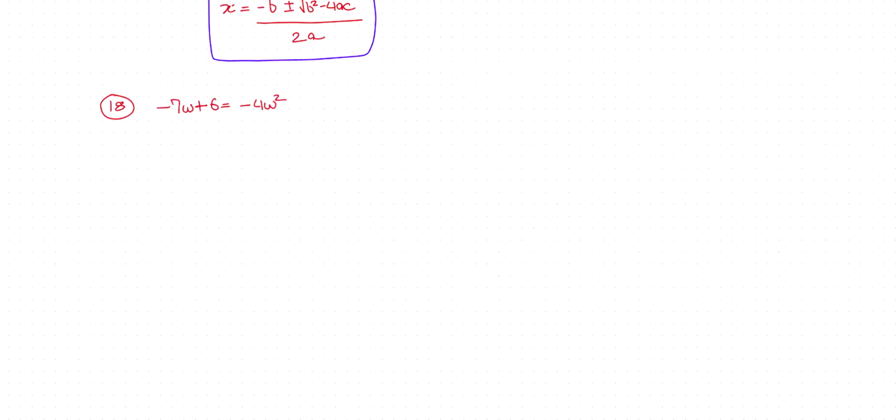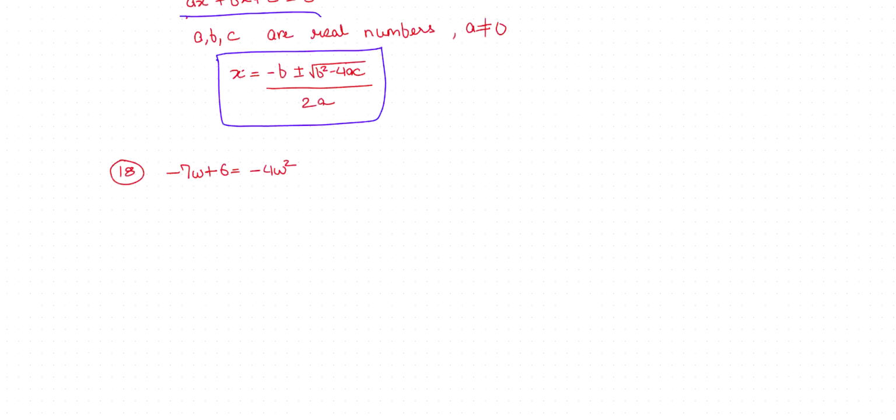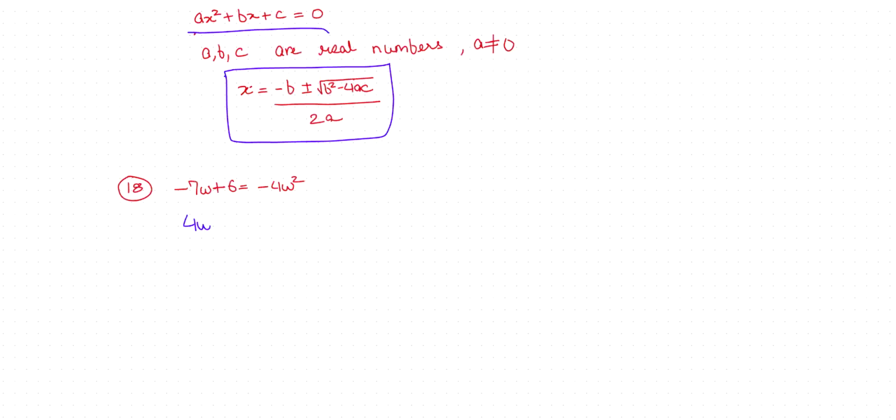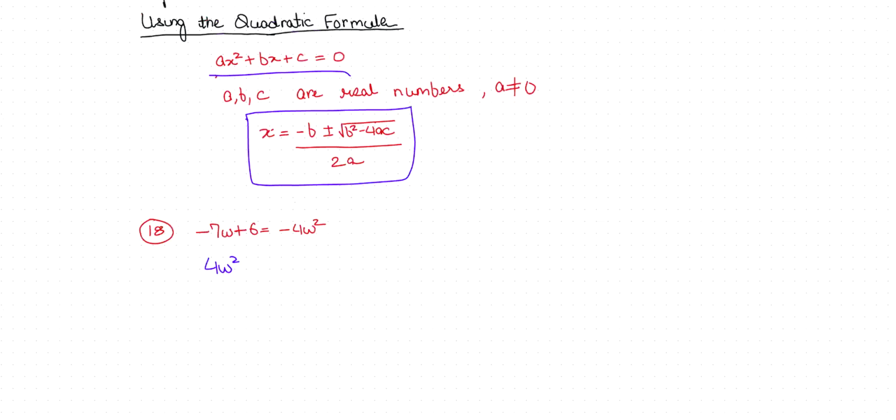Now, we have to solve this using the quadratic formula. First, let's bring everything to the left side and write it in standard form, ax² + bx + c. So this gives us 4w² - 7w + 6 = 0. Now the value of a is 4, b is -7, and c is 6.